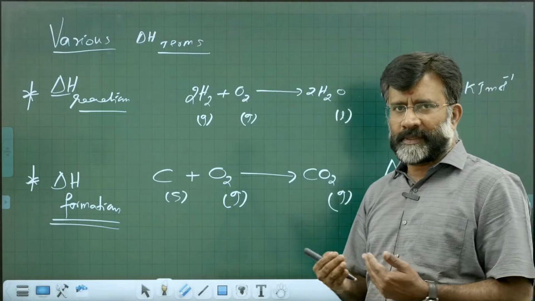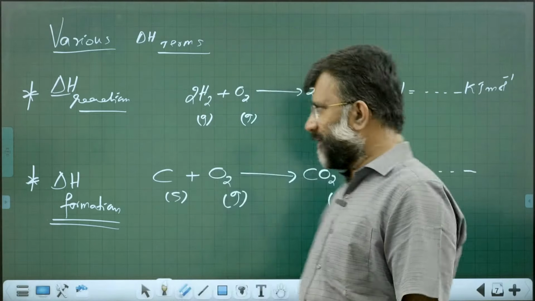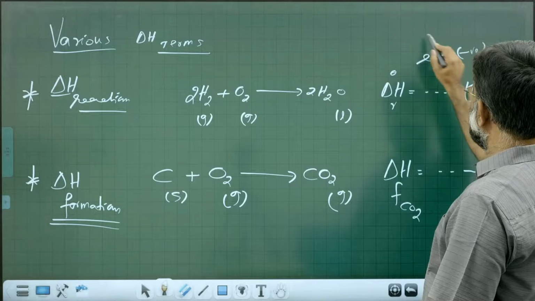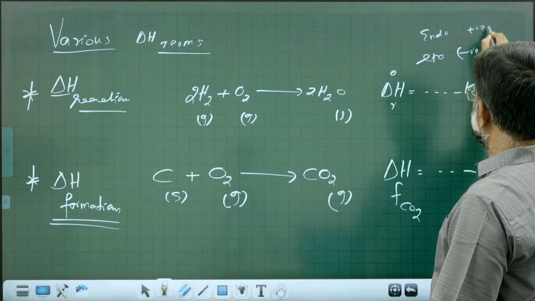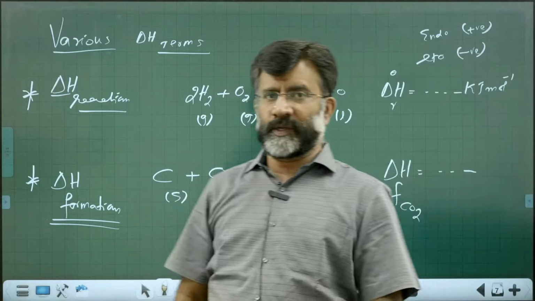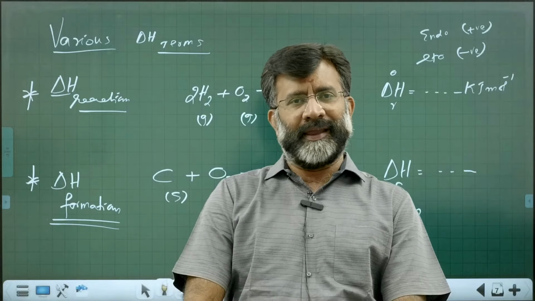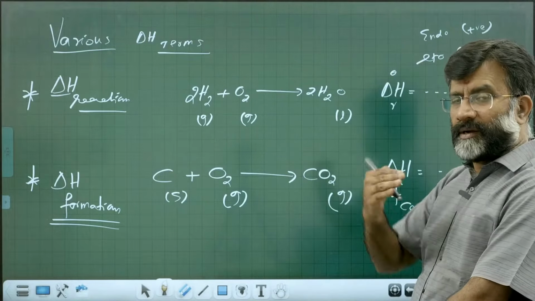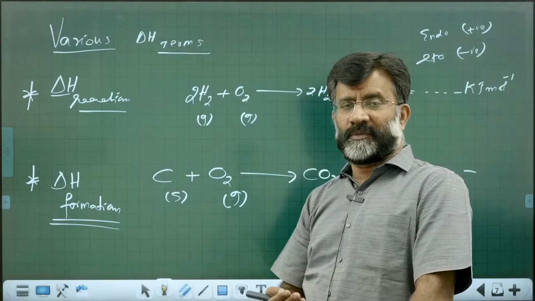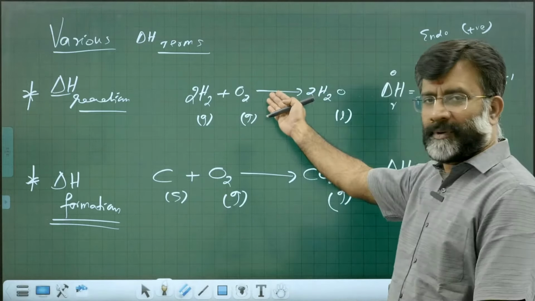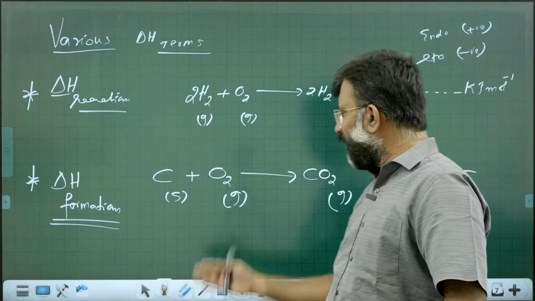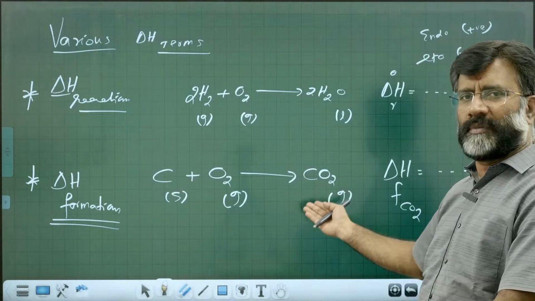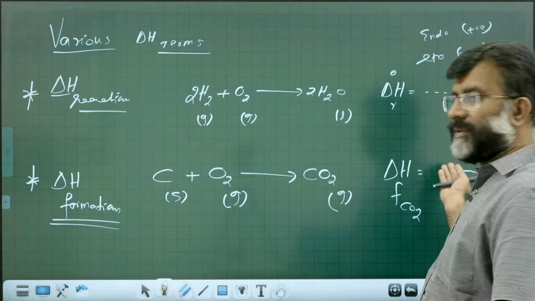See, these enthalpies can be exothermic or endothermic. If it is exothermic, it will be negative. If it is endothermic, it will be positive. Enthalpy values: exothermic reaction, negative; endothermic reaction, positive. This can be plus or minus according to the nature of the reaction. You know, water formation is an exothermic process. All combustion reactions are exothermic processes. This is the enthalpy of formation of carbon dioxide. It's a combustion reaction, so this will be exothermic in nature.